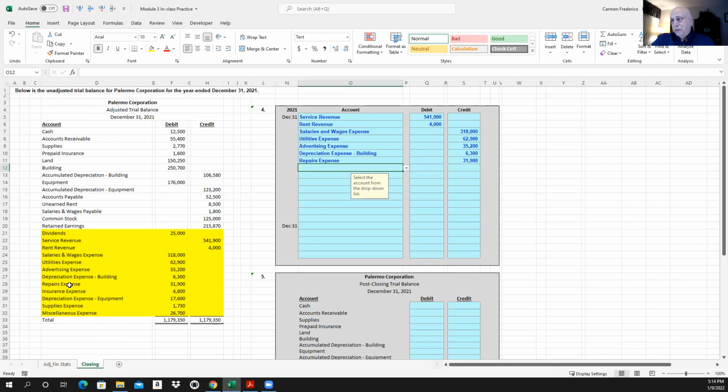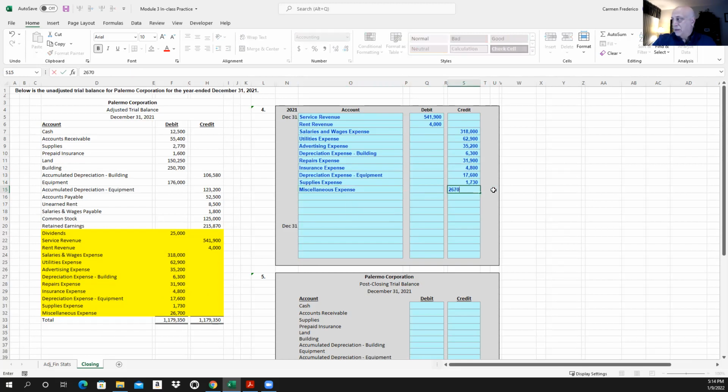And then the next one is insurance expense. Let's find that account. Insurance expense, we're going to credit that for 4,800. We have depreciation expense on equipment. We'll find that account. Depreciation expense, equipment, that's for 17,600. And then we have our supplies expense. Let's find that. Supplies expense, that is $1,730. And the last one to close out is the miscellaneous expense. And that is for 26,700.